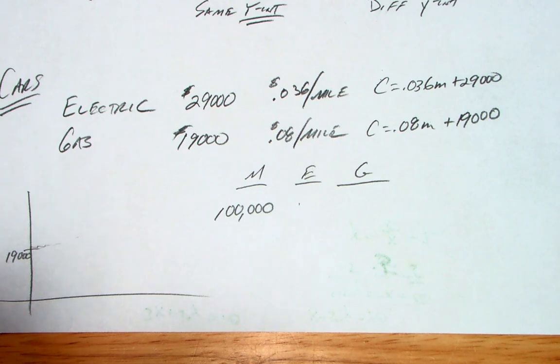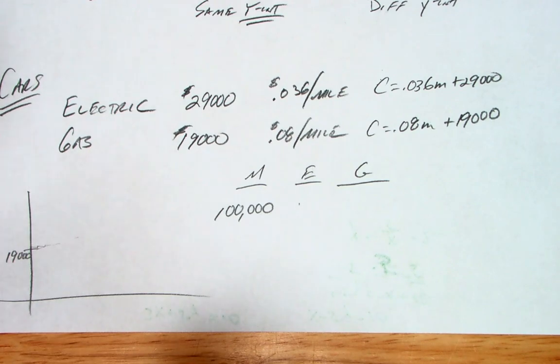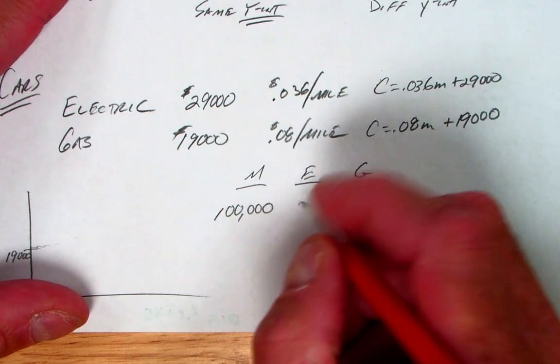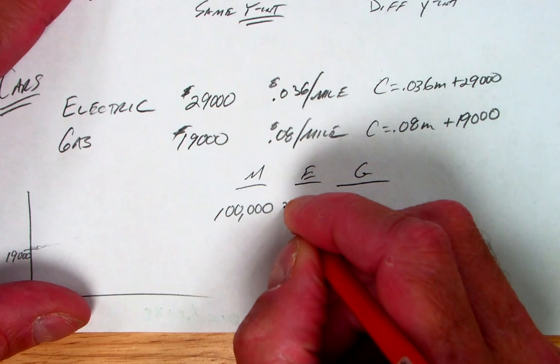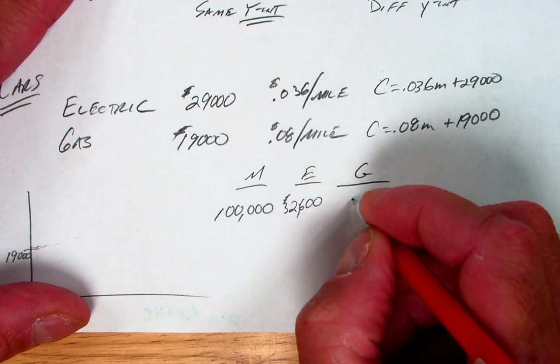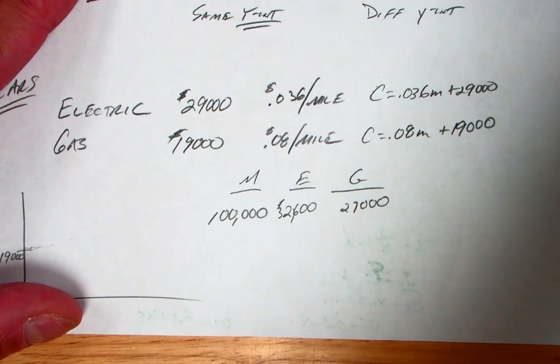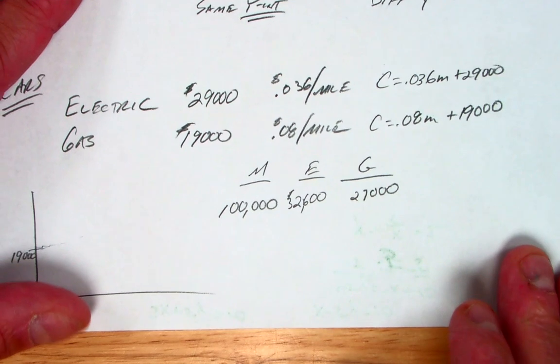Come on, compare. If you agree with somebody else, tell me. Come on. I'm trying to save class time. 32,600 for electric? Okay. Gas, what? 27,000. Okay. Keep it. I got another one we're going to do here.